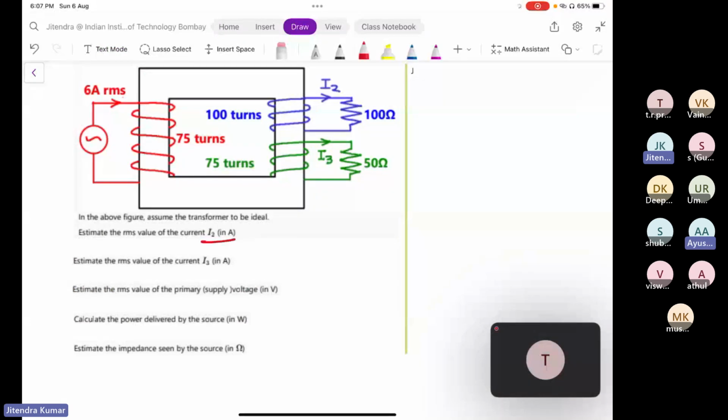Sir, how to find I2? I am just trying, sir. Please wait for some time, sir. Okay, yeah, please. You guys take your time and try to solve on your own, and we will start discussing in 2, 3 minutes.